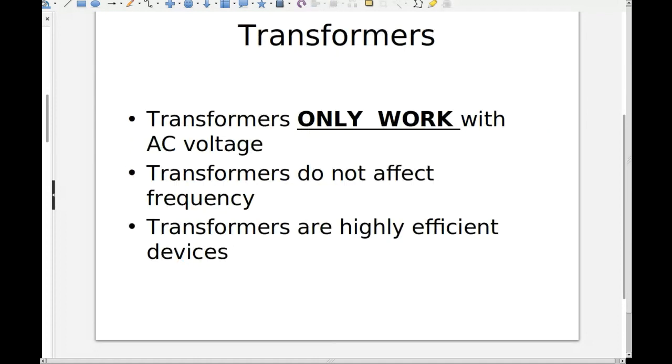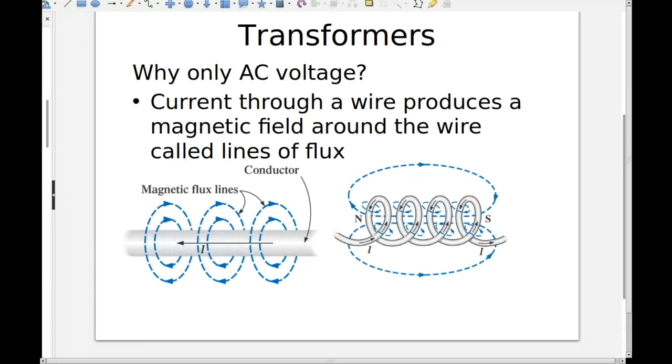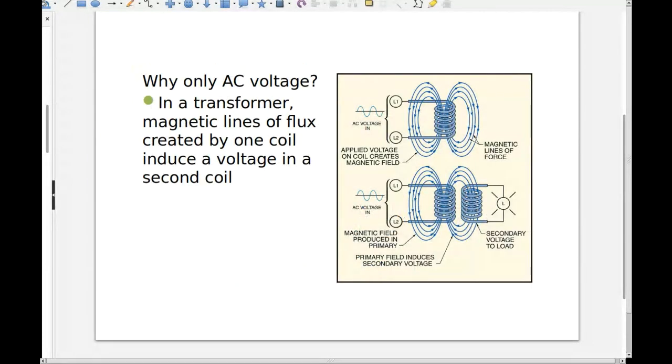All right, transformers only work for AC voltages. They don't work for DC voltages. And they are highly efficient, but they do have some losses. All right, this is just showing the magnetic lines of flux.